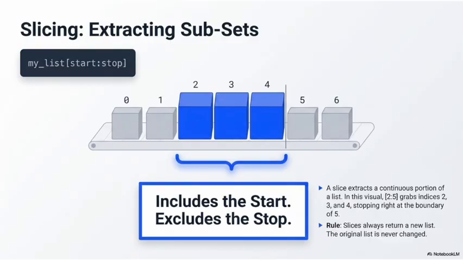Omit the start to begin from the index 0. So my_list[:3]. Omit the stop and go all the way to the end. My_list[2:]. Using both omitted, my_list[:], makes a complete copy.